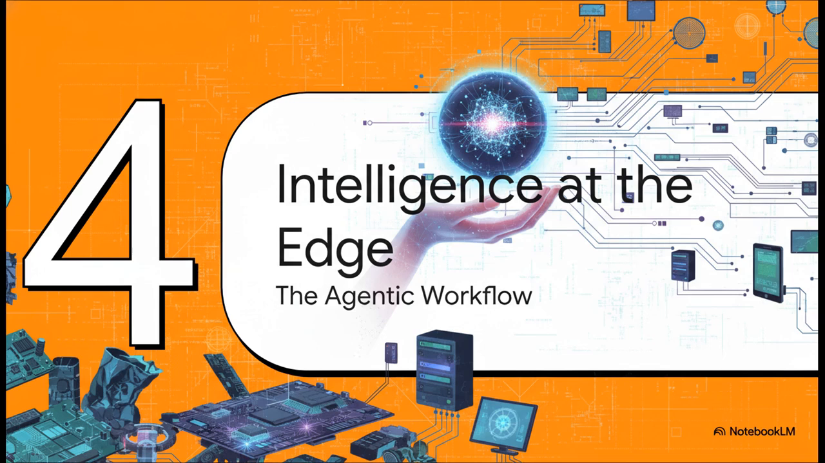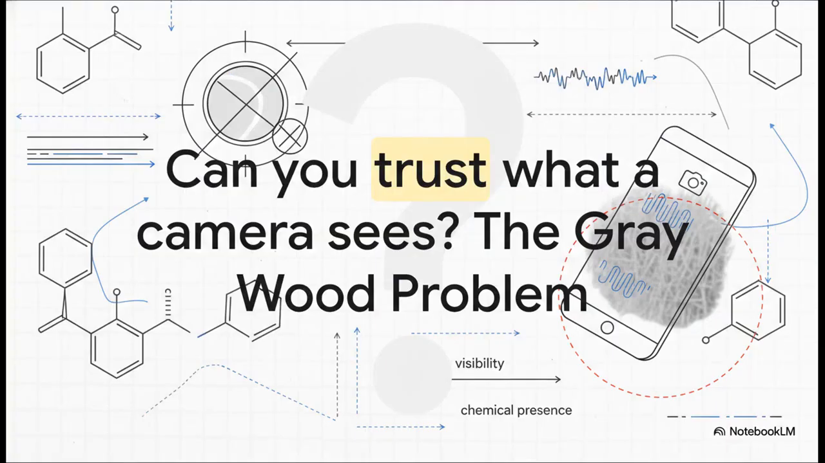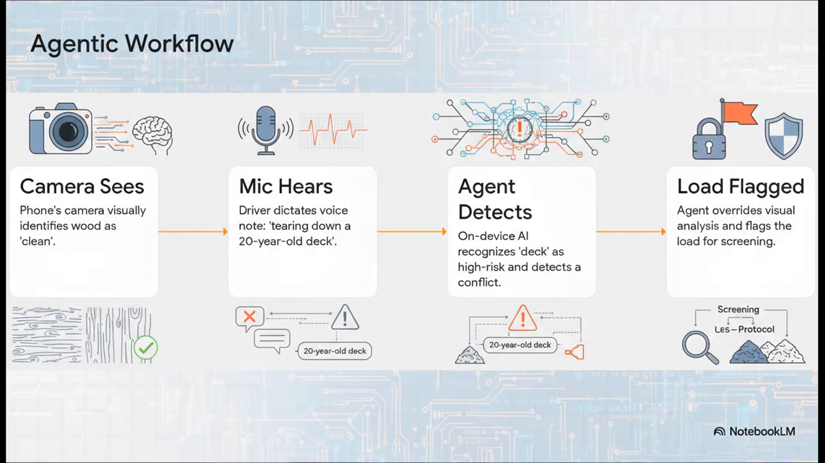So, all those layers bring us to what is easily the system's most futuristic application, putting real intelligence, true reasoning power right there at the edge, in the hands of the user. But this brings up a really fundamental question. Can you really trust what a simple camera sees? A standard phone camera can't see invisible chemicals. This creates something called the gray wood problem. The solution is just brilliant.